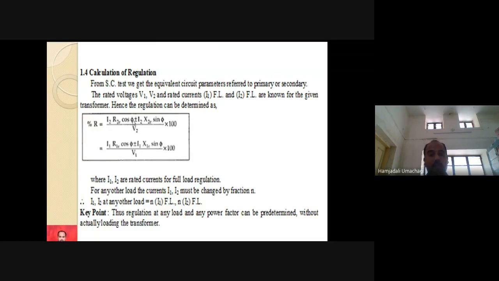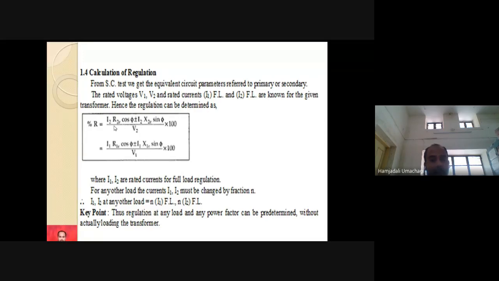Similarly, for lagging power factor, you need to draw the phasor diagram, and after applying the trigonometric relations there and simplifying everything, you will get the formula as I2 R2e cos phi plus I2 X2e sin phi. Because of that fact, we use plus and minus signs here. Are you getting? Plus for lagging, minus for leading.